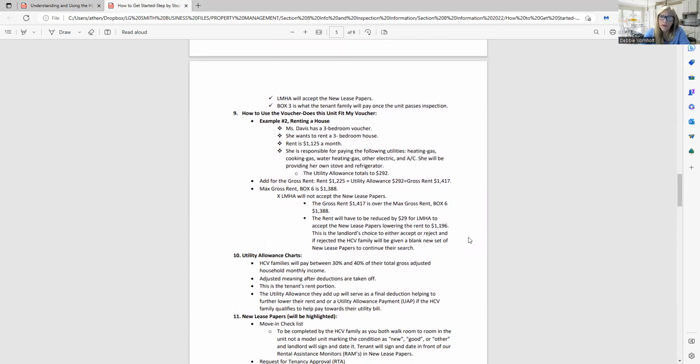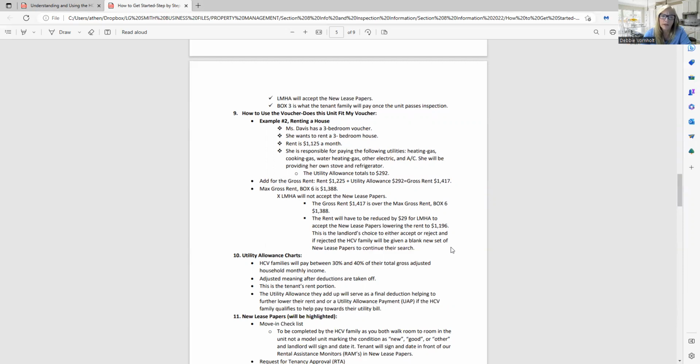So in this case, this person has a 3-bedroom voucher. The rent's $1,125, again, has to pay the utilities. The utility allowance is $292. So when they add the rent, the gross rent, and the utility allowance, that is the total amount there. The max gross rent box is $1,388, and the gross rent is $1,417, which is over the maximum amount of rent allowed. So this unit costs more than the voucher will cover. So this person either cannot afford to rent this unit, or you have to lower your rent.